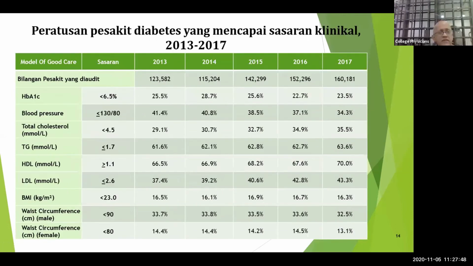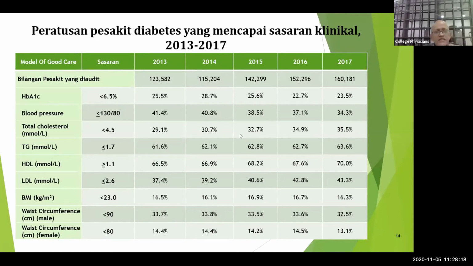So this is looking at the targets reached among our patients. Earlier I showed you that we're not doing very well in HbA1c. The blood pressure is also not very good. So even though we have the drugs and we are measuring it, we are not reaching the targets. This is what this slide shows, and hence the complication rates are not fully controlled.